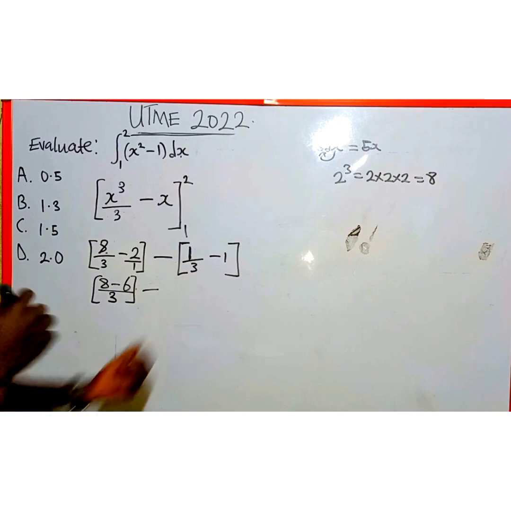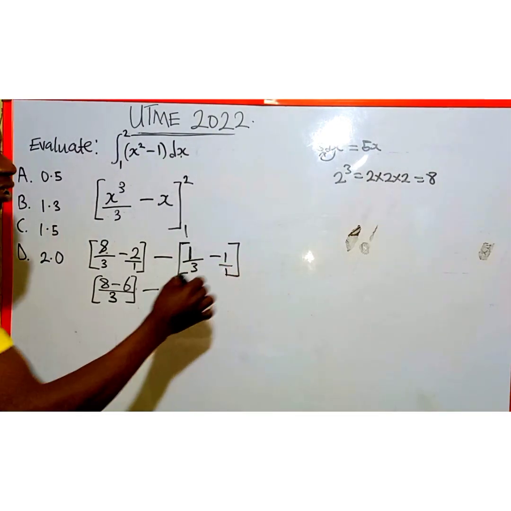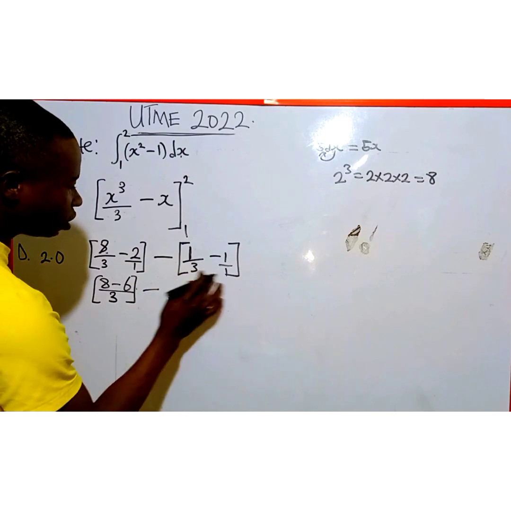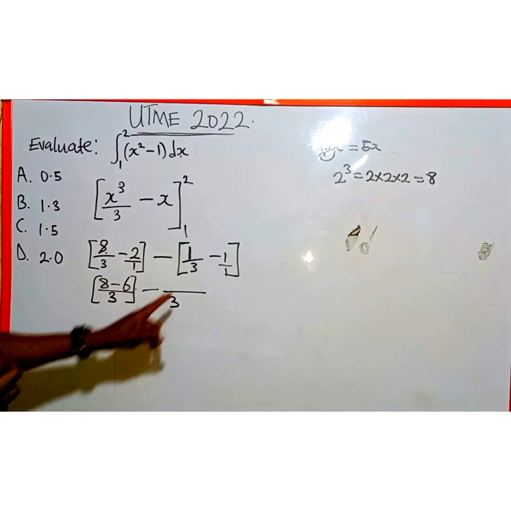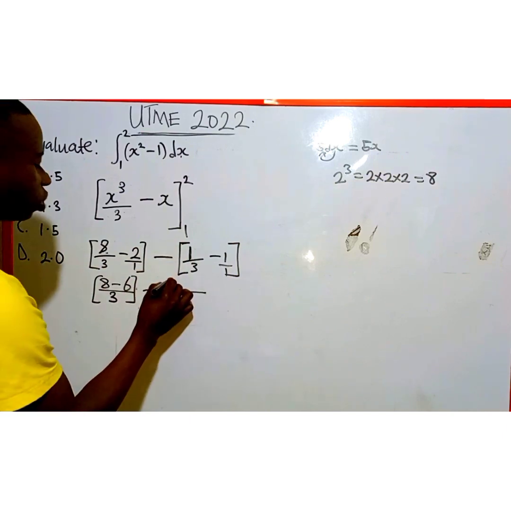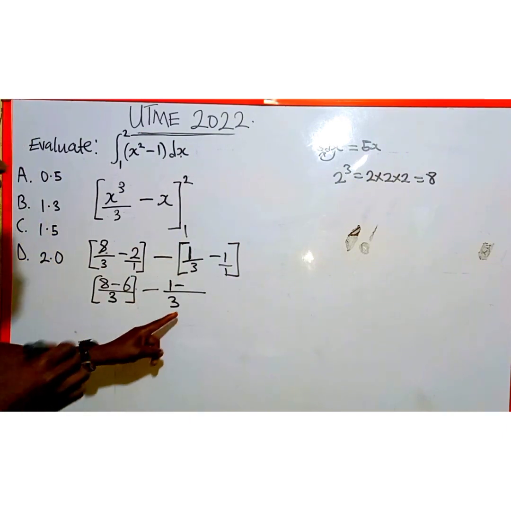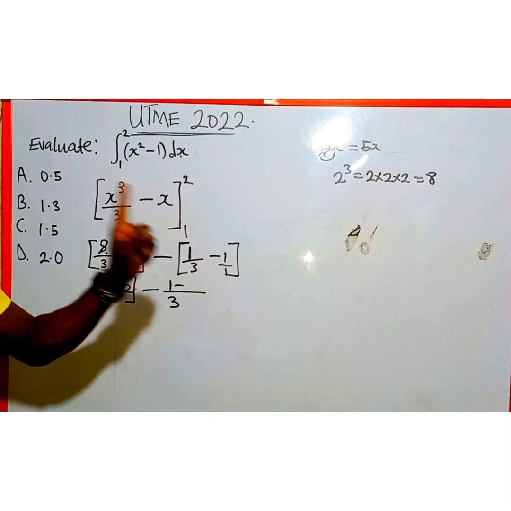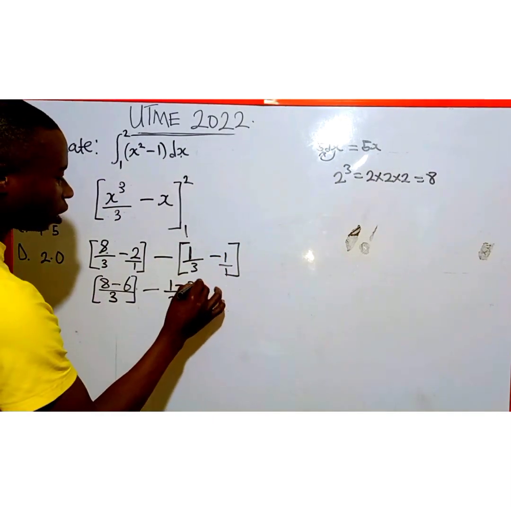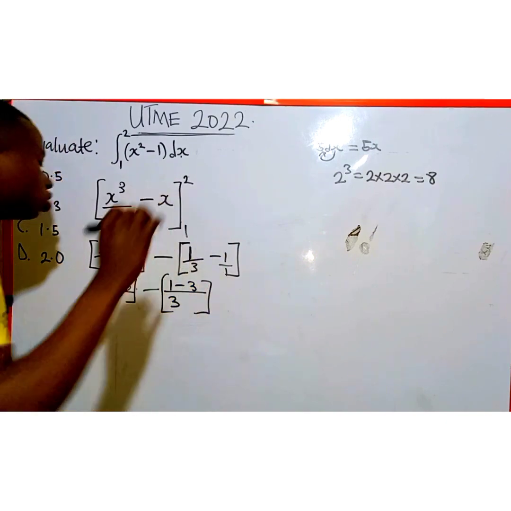Then minus, we simplify this. 1 can also be written as 1 over 1. It's still 1. Then the LCM is 3. Then you open a division. 3 into 3 is 1. Then 1 multiplied by 1 will give me 1. Then minus 3 into 1 is 3. Then 3 multiplied by minus 1 will give me minus 3. So we close the bracket.